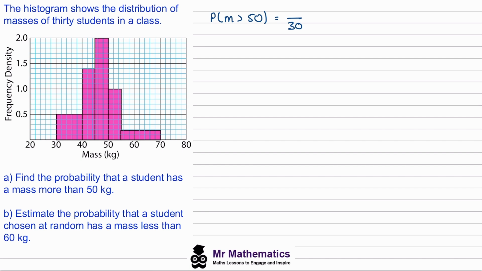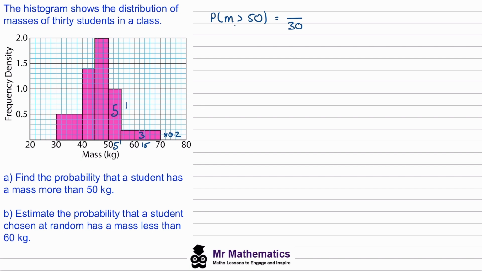So we need to work out the frequency for this bar and for this one. And we know that frequency is the class width multiplied by the frequency density. So between 50 and 55, this will be 5 multiplied by the height of 1. So this will have a frequency of 5. And then between 55 to 70, we've got a width of 15 and a height of 0.2. So this will have a frequency of 15 times 0.2, 3.